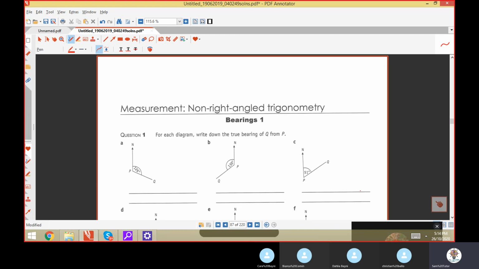From. That's the starting point. So from A, that's easy. No worries. From A is just 120 degrees.